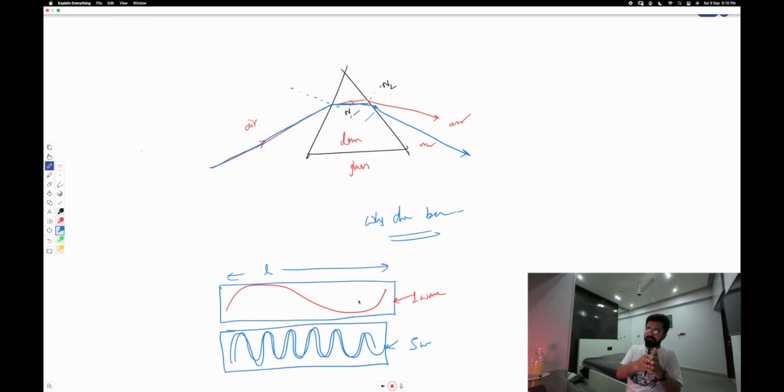So bending towards the normal or away from the normal, it is all due to the change in speed. Anyhow, that's all about refraction. Coming back, why does blue bend more than red? I hope you all understand that.